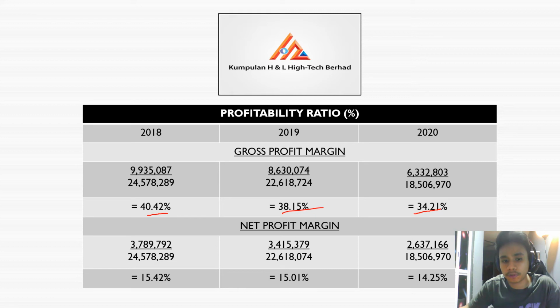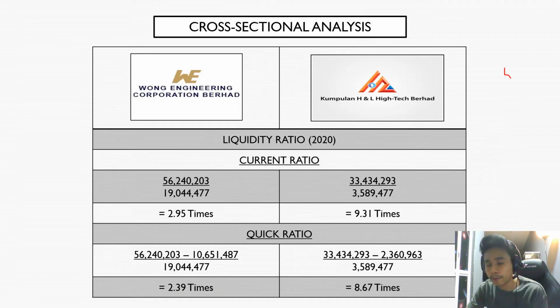Next is the net profit margin. It shows that the percentage is declining from 2018 to 2019. This shows that the company is less efficient at converting sales into actual profit each year. I will move on to the cross-sectional analysis where I compare both of the companies.